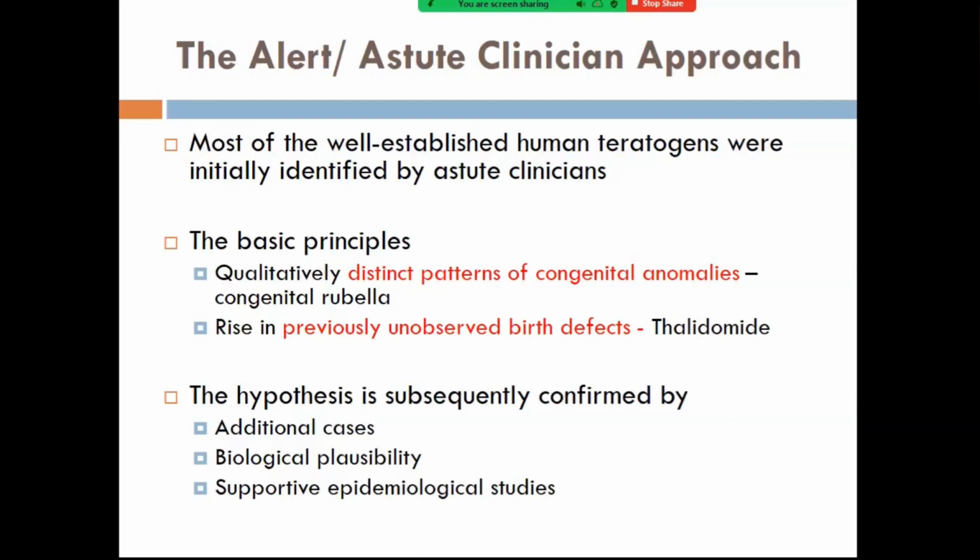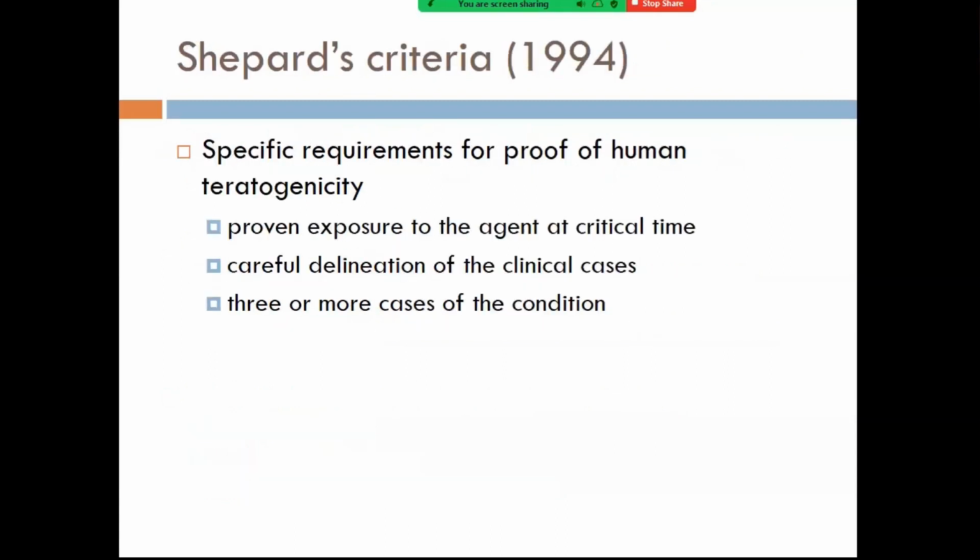Then a rise in previously unobserved birth defects, like thalidomide, when the drug was introduced and tetraamelia was found. The hypothesis is subsequently confirmed by additional cases, biological plausibility, and supportive epidemiological studies. So this is called Shepard's criteria, the specific requirements for proof of a human teratogen: proven exposure to the agent at the critical time, careful delineation of clinical cases, and three or more cases of the same condition exposed to that teratogen, right?